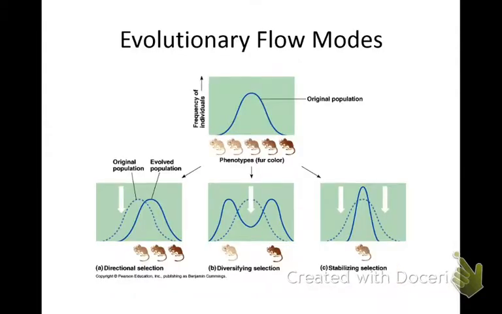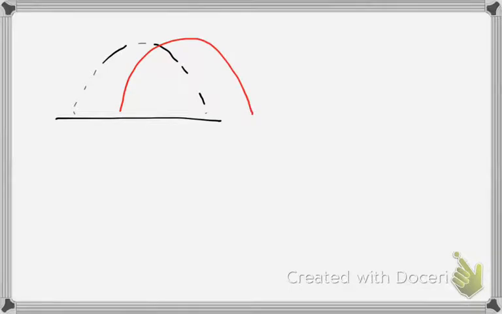Okay, so with your evolutionary flows, I'm actually going to draw these, and I want you to flip over your notes and draw these also. And so let's say here's the original population, and we'll put that in a dotted line. Okay, so if the population changes or evolves, evolutionary flow, in one direction, that's called, the first one, directional selection.